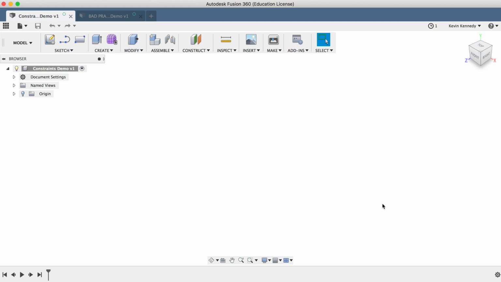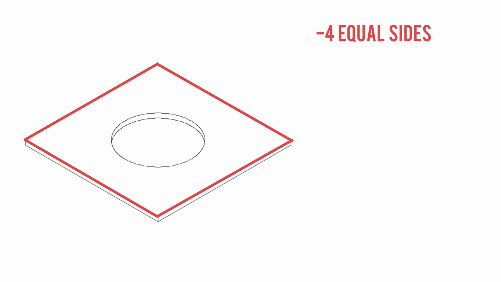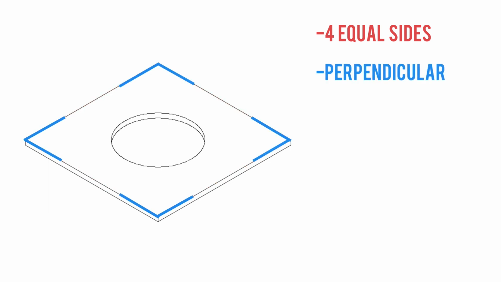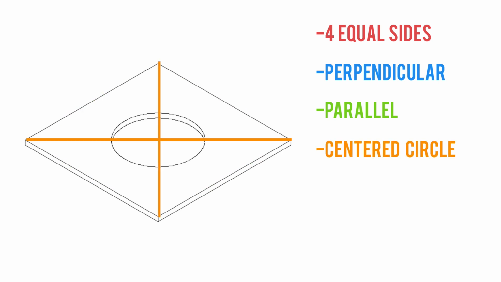in the computer. Now for this demo, I want to draw this square washer plate, which is essentially a square with a hole cut out of the middle. While looking at this sketch, I can ask myself, what do I know about this object without knowing any of the dimensions? I see that all four sides appear to be equal. I see that the lines are perpendicular at the corners, and the lines opposite of each other appear to be parallel. And it appears that the center of this circle is located directly in the middle of the washer plate.